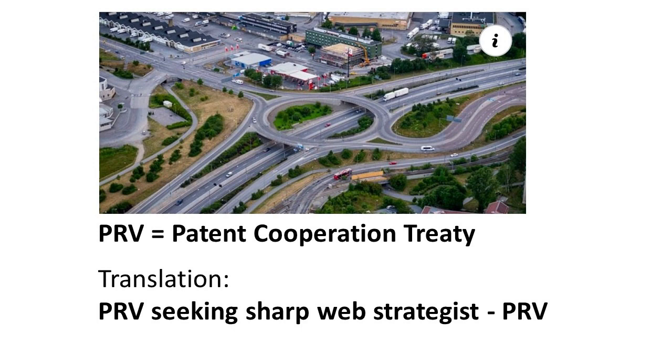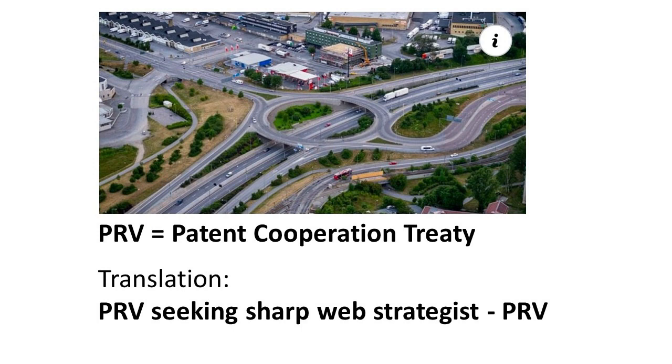PRV is the abbreviation for the Patent and Registration Office, a Swedish agency, and they are seeking a sharp web strategist. It is a fairly unknown national agency, especially when it comes to the abbreviation. But how would you interpret the picture?